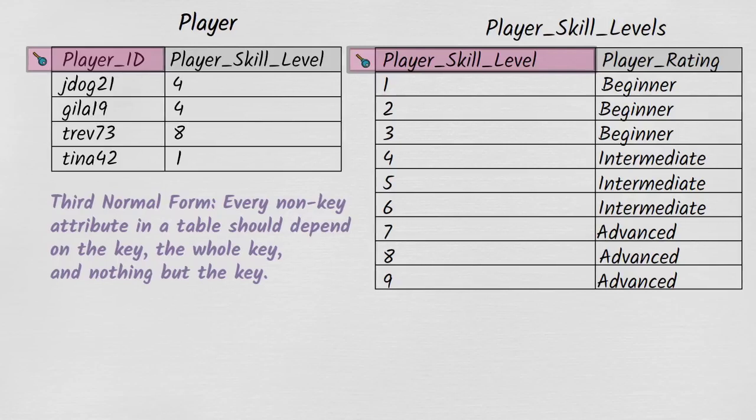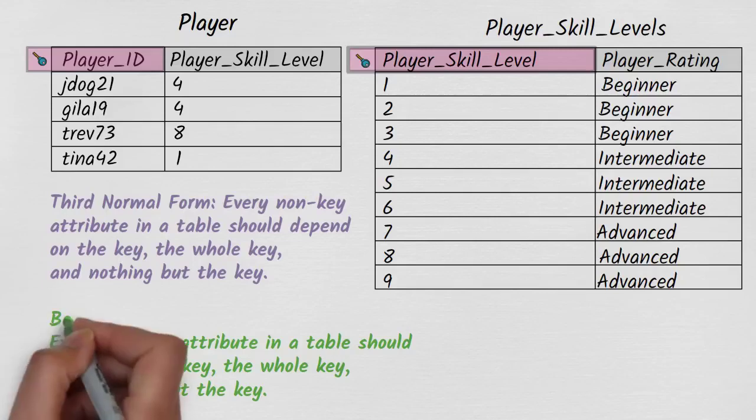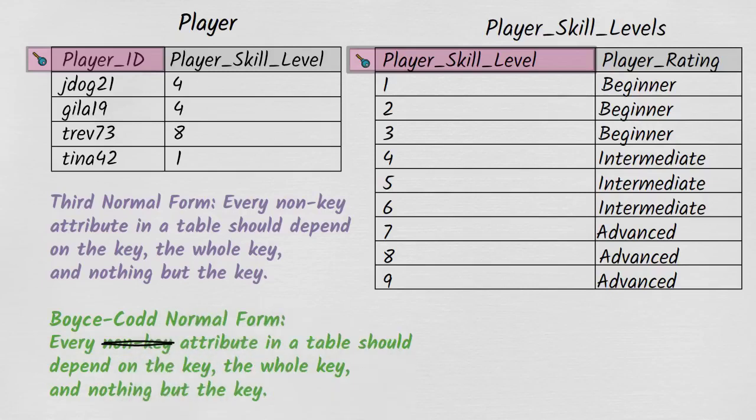It's even possible to shorten this guideline slightly by knocking out the phrase non-key, giving us the revised guideline: every attribute in a table should depend on the key, the whole key, and nothing but the key. And this new guideline represents a slightly stronger flavor of third normal form known as Boyce-Codd Normal Form. In practice, the difference between third normal form and Boyce-Codd Normal Form is extremely small, and the chances of you ever encountering a real-life third normal form table that doesn't meet Boyce-Codd Normal Form are almost zero.